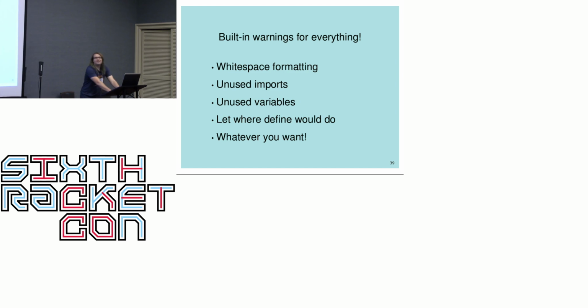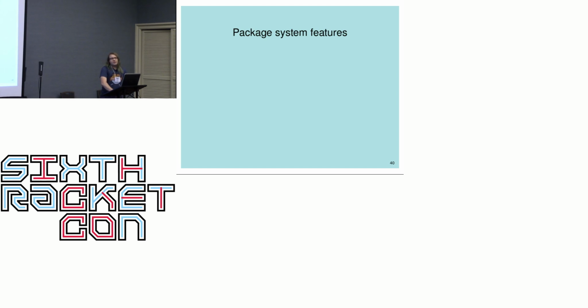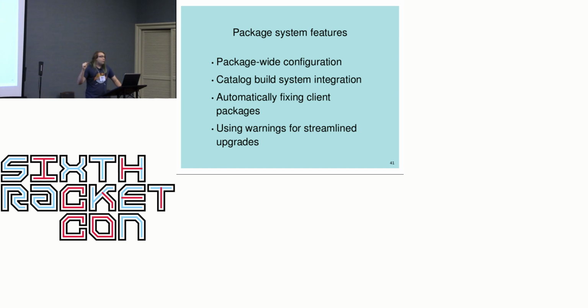And I also want to integrate more with the package system. There's a lot to do here. For instance, package-wide configuration, as I mentioned before, and working with the catalog build system so you can automatically find out about warnings when your dependency packages change, or automatically fixing clients. For instance, if you release a new version of your package that has an extra warning with a fix, you should be able to say, hey, package catalog, clone all of my dependencies, fix everything in them, and send out pull requests. Why not?